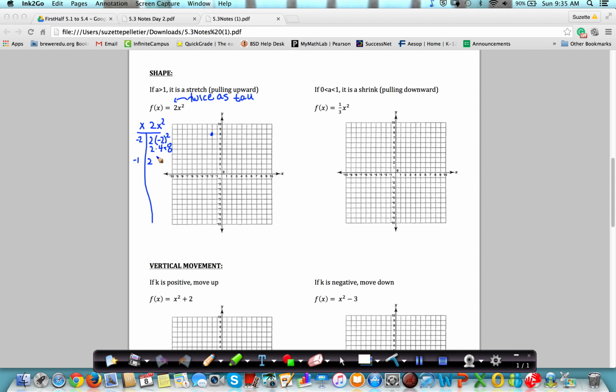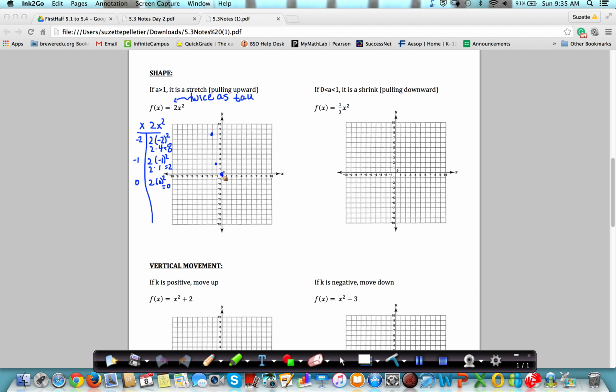-1. So again, we have to square the -1 first. That gives me a +1 times 2 gives me 2. So at -1, I'm now up 2. At 0, I'm still going to be at 0.